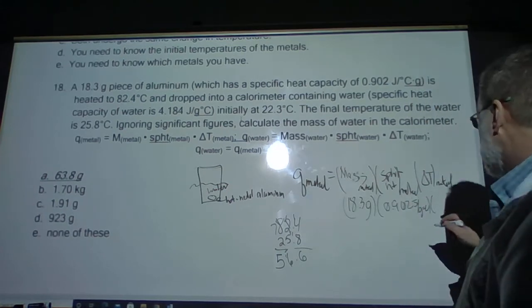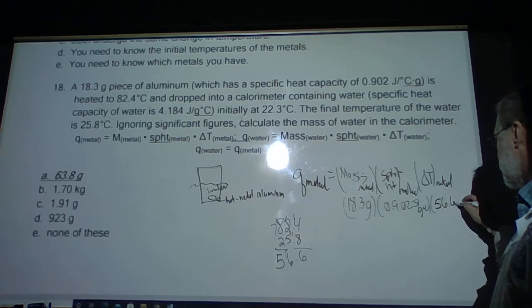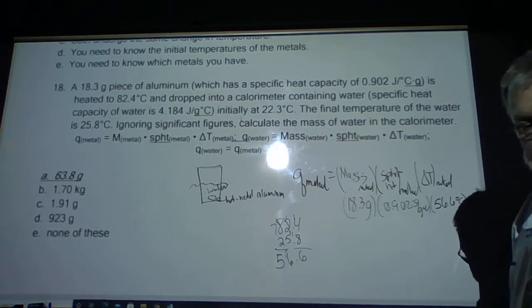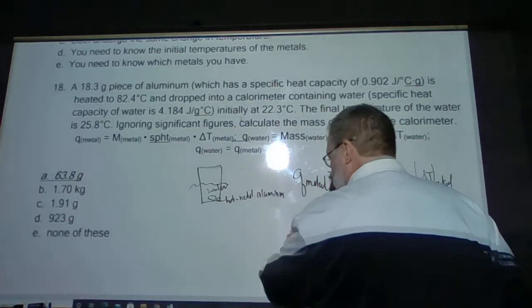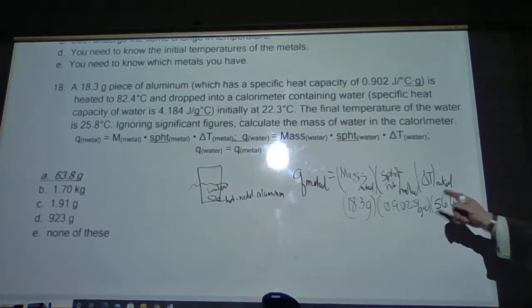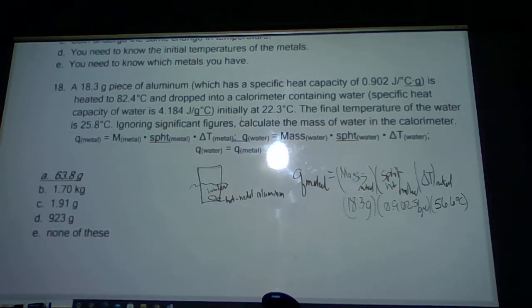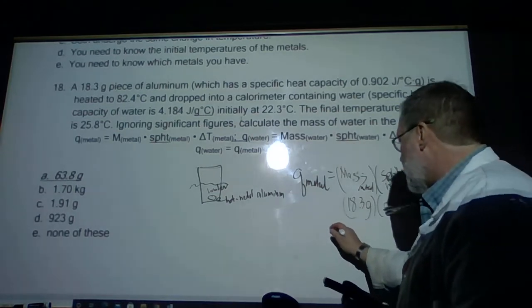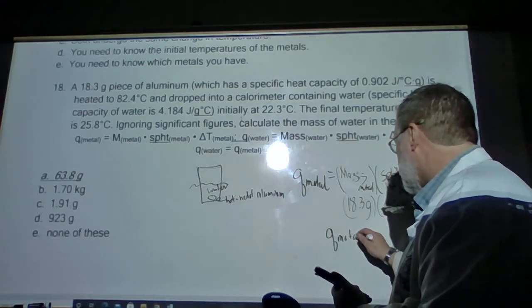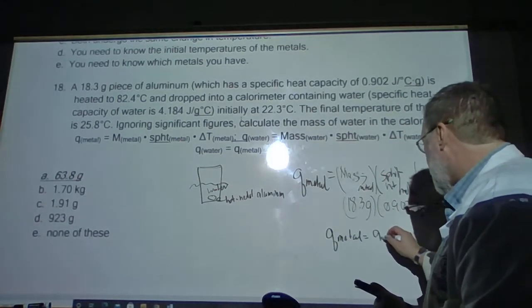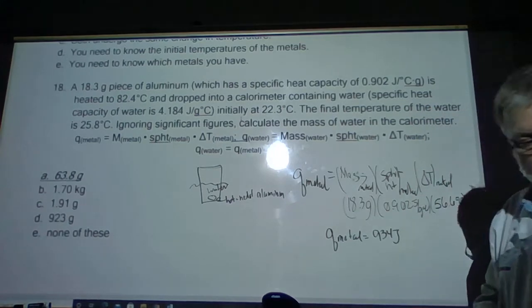Okay, yes. So the temperature of the metal underwent a 56.6 degree C temperature change. This is the amount of heat energy that the metal lost to the water. So it's 18.3 times 0.902 times 56.6. The amount of heat energy lost by the metal was equal to 934 joules.